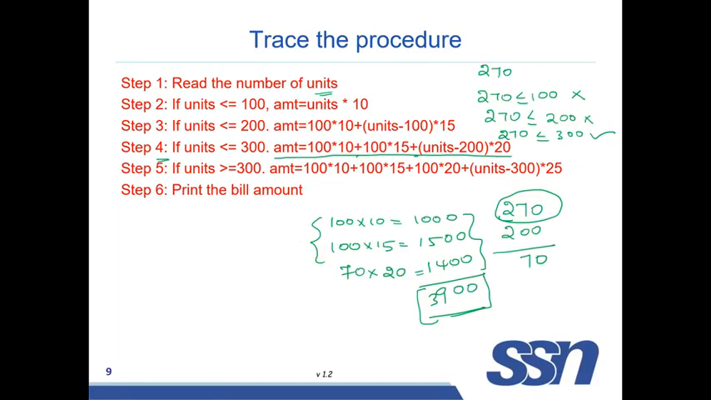So when you give this input and trace this procedure, you are getting the same output as what we manually calculate. Okay. So now we can understand how the procedure is working by tracing the input. By tracing the procedure with an input, we are able to understand how the procedure is working. Okay. So now what is the next step?